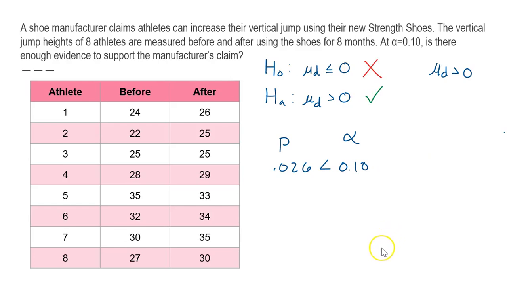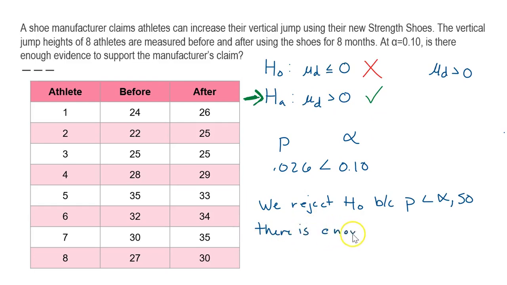When we go to write our sentence, we need to know where the claim is. Our claim was that the mean difference is greater than 0. So our claim is in the alternative hypothesis. Our conclusion is going to be we reject the null hypothesis. Again, I'm going to abbreviate. We reject the null hypothesis because the p-value is less than alpha. The hypothesis that we believe we have evidence to support is the one where the claim is. So there is enough evidence to support the claim.